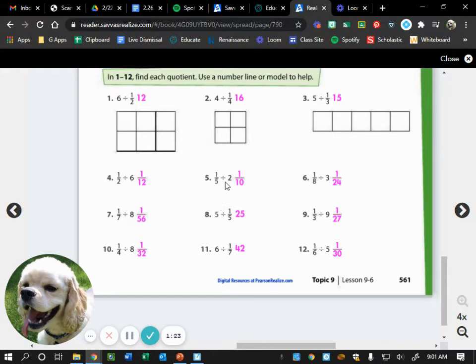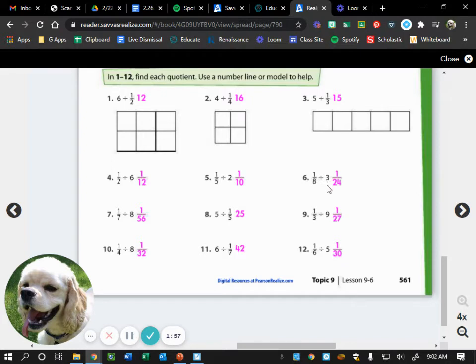Then we had number 5. Number 5, I see the whole number 2. So first step, convert it to a fraction. Instead of 2, it is now 2 over 1. I keep the first fraction the same, 1/5. I change my division symbol to multiplication, and then my 2 over 1 becomes 1 over 2, so that I have 1 over 5 times 1 over 2. Well, 1 times 1 is 1, 5 times 2 is 10, and I can't simplify anymore, so 1/10 for number 5. Give me a thumbs up if you got 1/10 for number 5. Awesome, 5th grade.